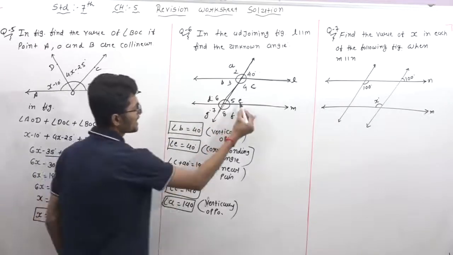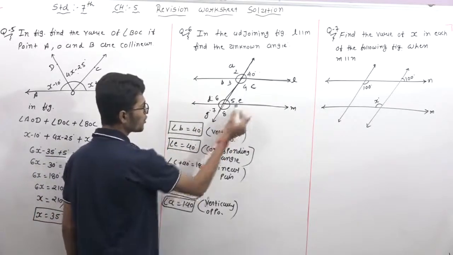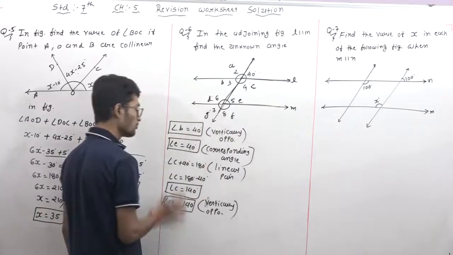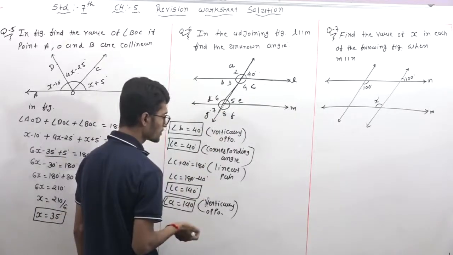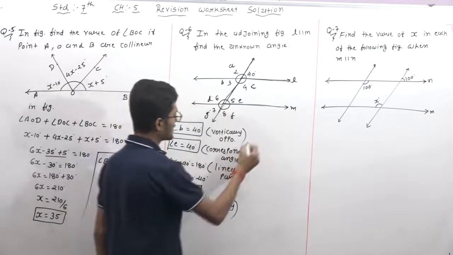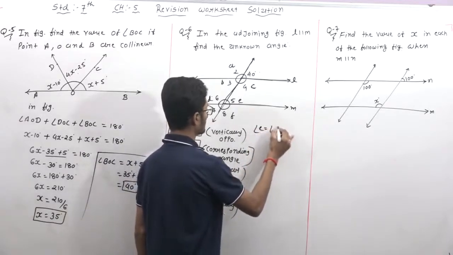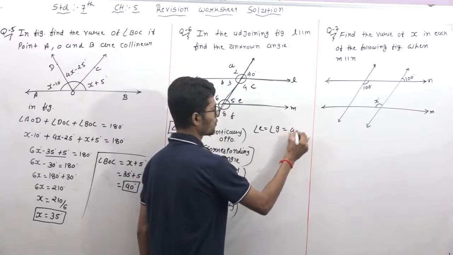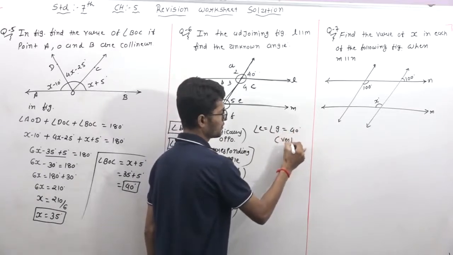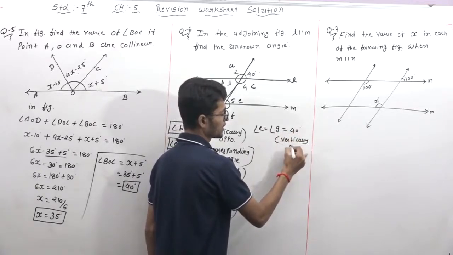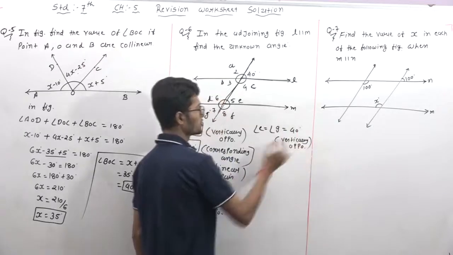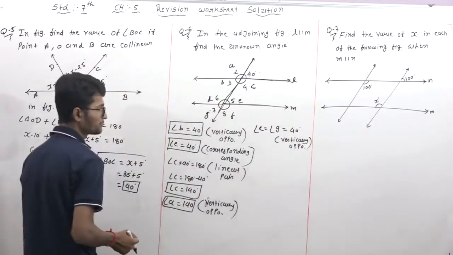Same. What is E? E is equal to 40. Then G is equal to 40. Why? Because these two are also vertically opposite angles. So write down angle E is equal to angle G is equal to 40 degrees, because they are vertically opposite angles.